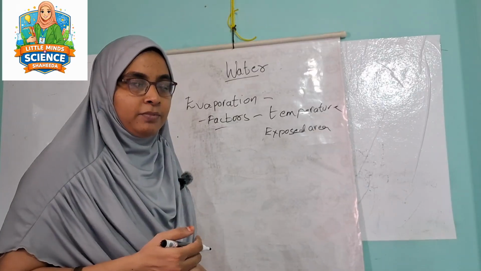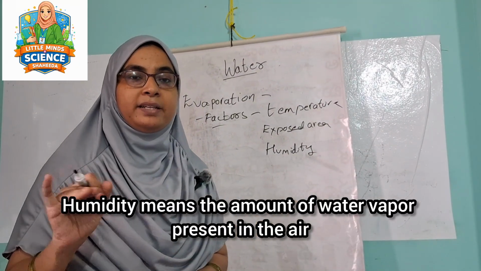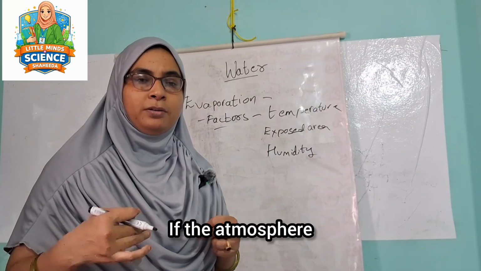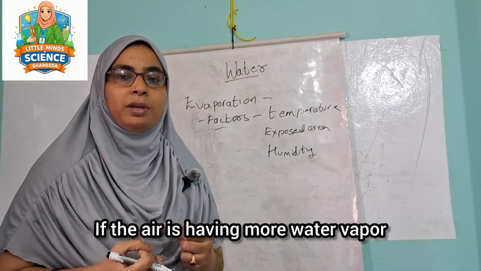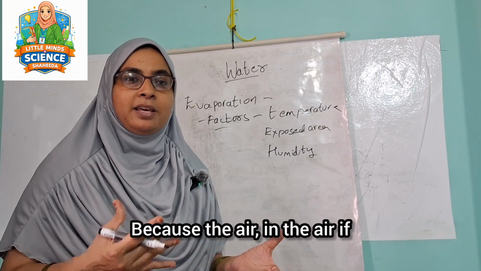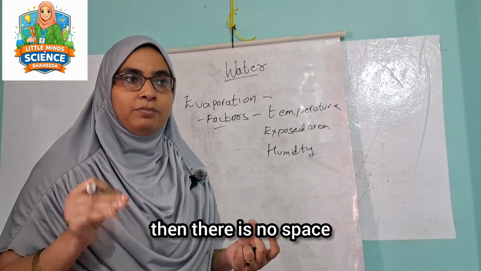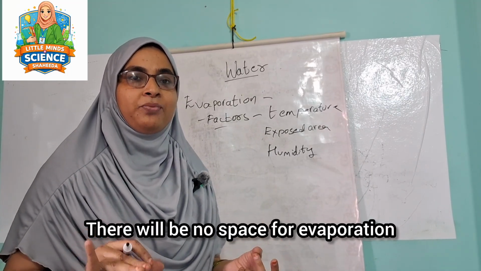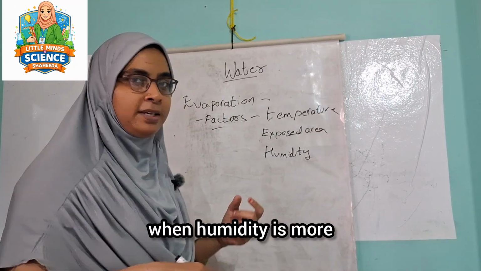And humidity. What is humidity? It means the amount of water vapor present in the air. If the air has more water vapor, then evaporation will be less, because if the air is filled up with water vapor, there will be no space for evaporation. So evaporation will be less when humidity is more.